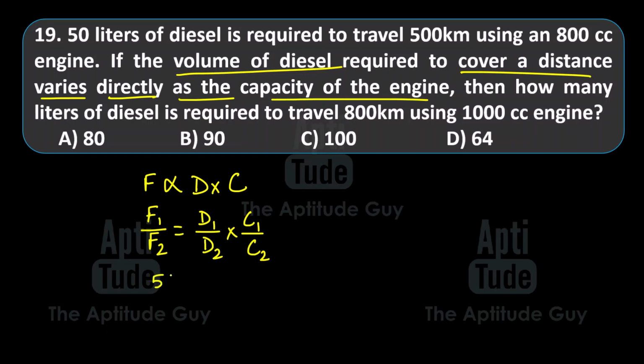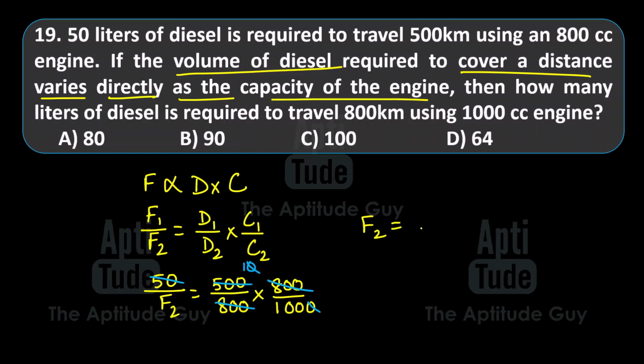F1 is 50. F2 is what we need to find. D1 is 500 kilometers. D2 is 800 kilometers. C1 is 800 cc. C2 is 1000 cc. Let's cancel things out now. 800 and 800 gone. 50 tens are 500. 0 gone. So we have F2 equals 100 liters. Answer is option C.